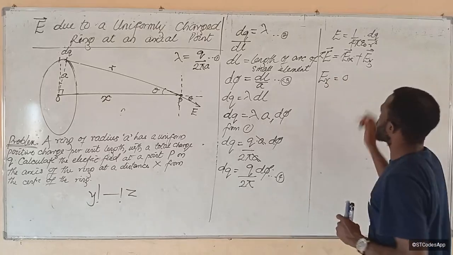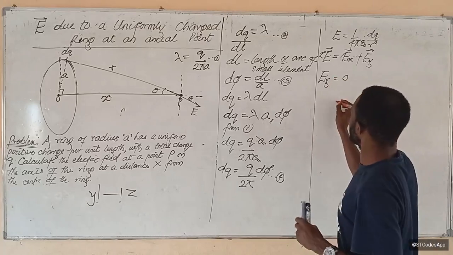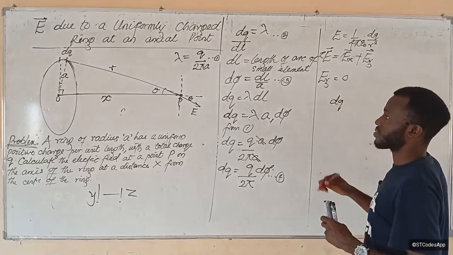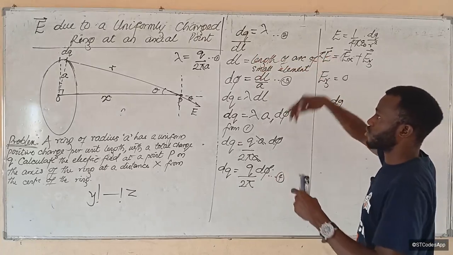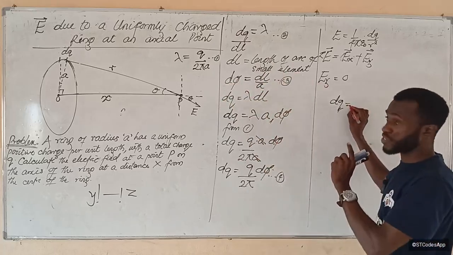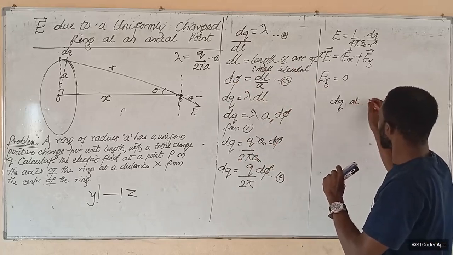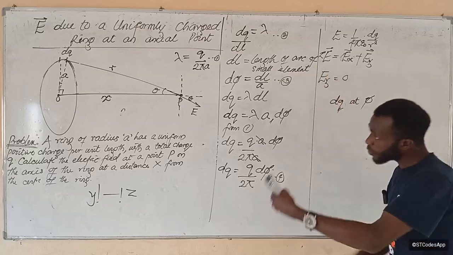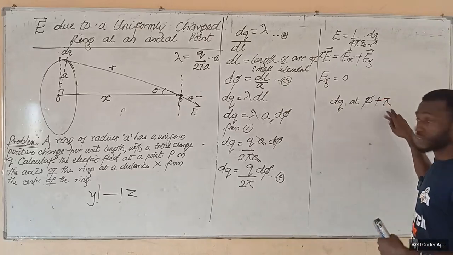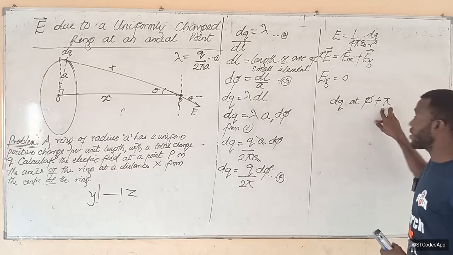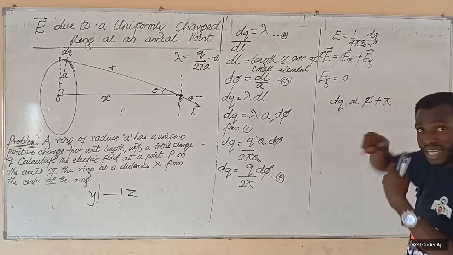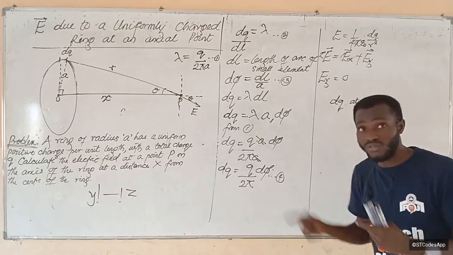Why? Because for every dq at position phi up there, let's say for every tiny amount of charge dq at position phi, we have one in the opposite direction, or in the direction of phi plus pi, that is plus 180 degrees. If you go 180 degrees away from phi, you'll see another similar charge, since the charge dq is evenly distributed.